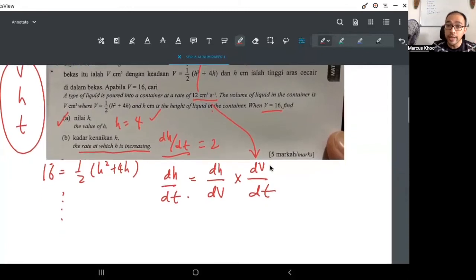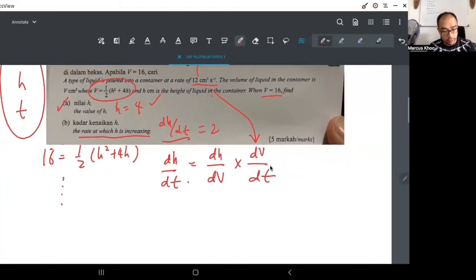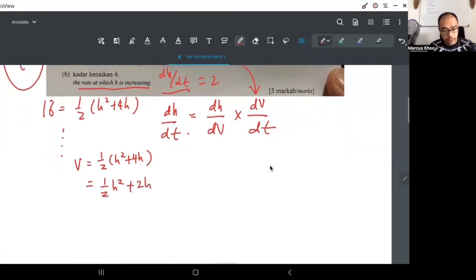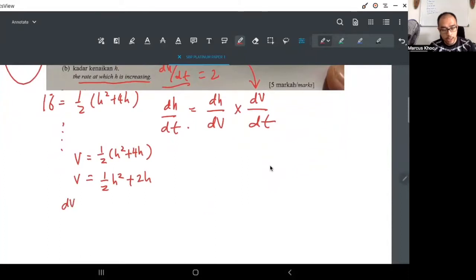Okay, so in order to find dH dV, we have to find dV dH first. Okay, so if V equals to half h squared plus 4h, let me expand this lah. 1/2 h squared plus 2h. Okay, V. So dV dH will be h plus 2. Okay, when I differentiate this one, I'll get h plus 2 lah. Okay, but the problem is I want the value bar. Okay, all this one kita mesti kira value itu. So what is the value of h I need to have?